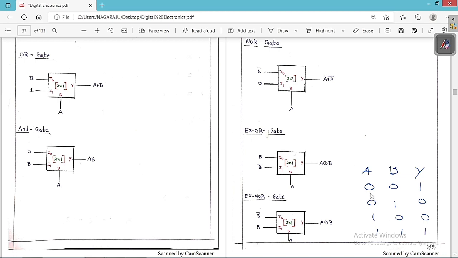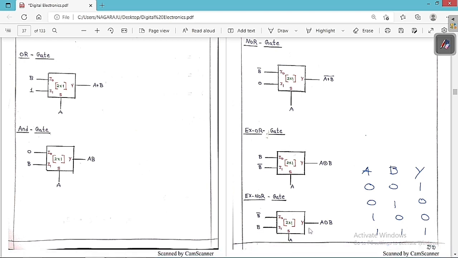If A is equal to 0, I0 is going to get activated. If B is equal to 0, Y is equal to 1. If B is equal to 1, Y is equal to 0. It is the complement of B, so this is B bar. When A is equal to 1, you can see I1 is getting activated. If B is equal to 0, Y is equal to 0. If B is equal to 1, Y is equal to 1. So it is equal to B. Whatever the value of B, the same thing is the output. So we have to give B.